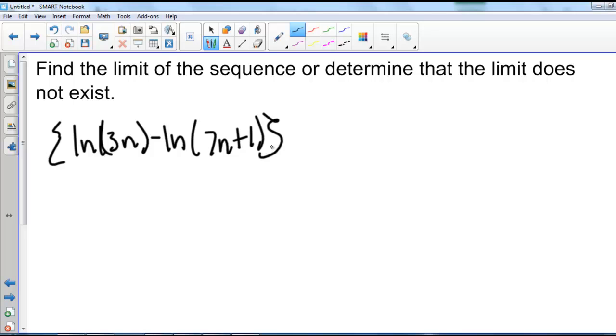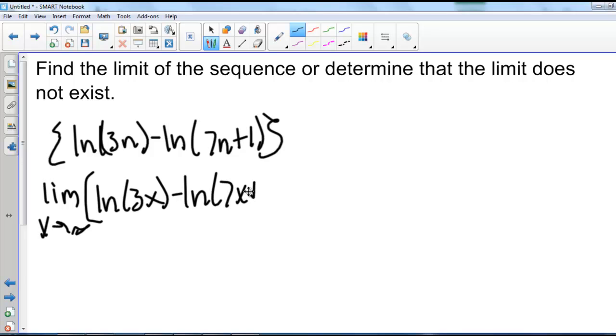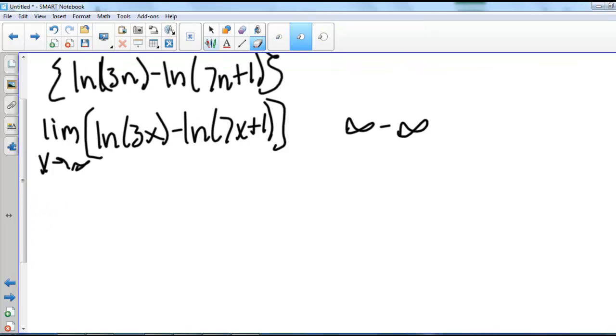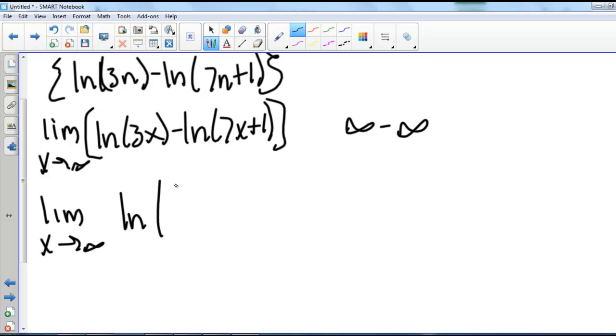Finding the limit of the sequence, natural log of 3n minus natural log of 7n plus 1, we see that the limit as x goes to infinity of natural log of 3x minus natural log of 7x plus 1 is an indeterminate form of infinity minus infinity. So we're going to rewrite this using logarithms. This is the limit as x goes to infinity of the natural log of 3x over 7x plus 1.